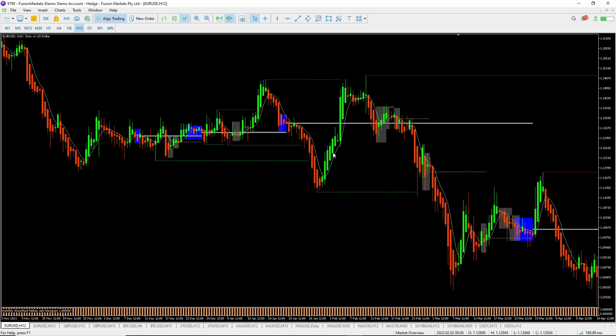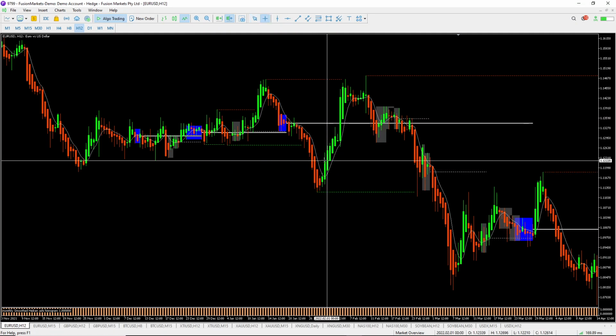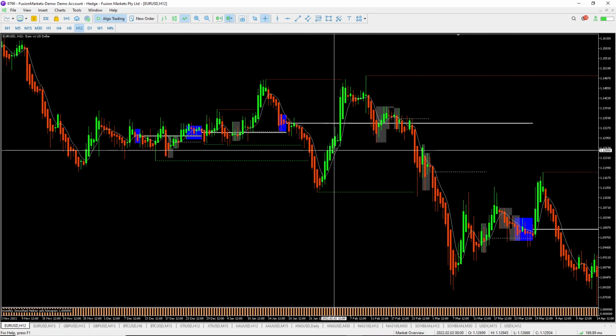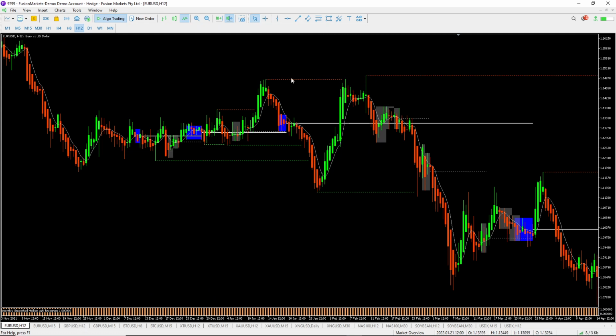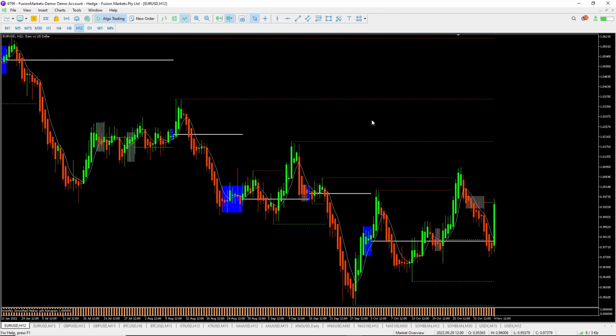Here you have a situation, probably some news, but it happened halfway through the move. Here you would have been very lucky if you were able to enter around here and hold that position. It would have been a very nice trade. You see, it went straight to the sell side liquidity and then reversed.